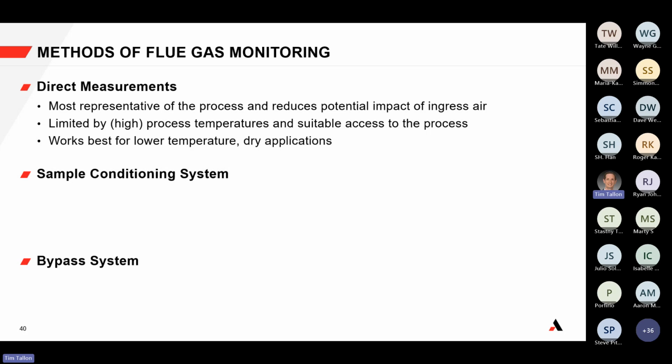There may be access points that are very difficult. The process may be so hot that you may have to remote electronics. So those are all things to think about for high particulate hot applications mounted directly to the process. Typically, the ideal case would be if you want to have a direct measurement on a high particulate application, ideally it would be at a lower temperature, preferably dry application.